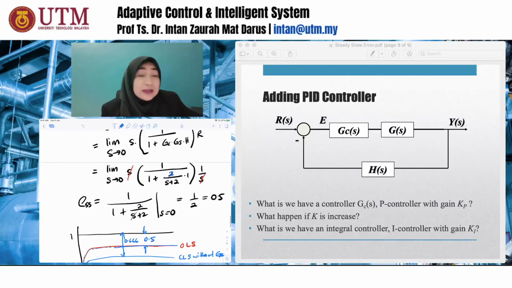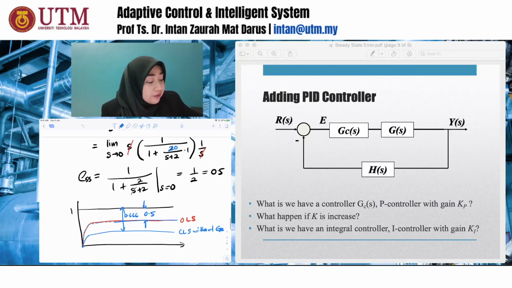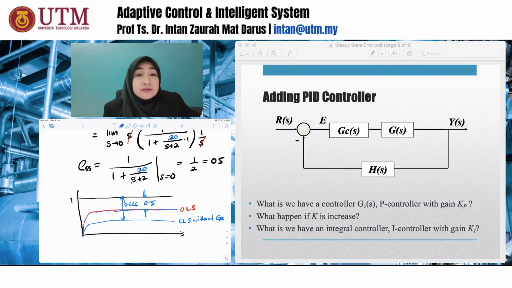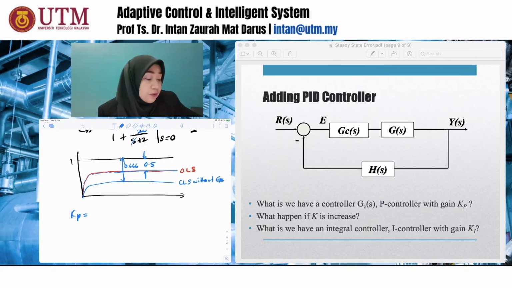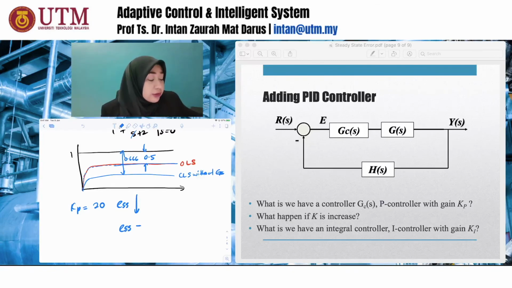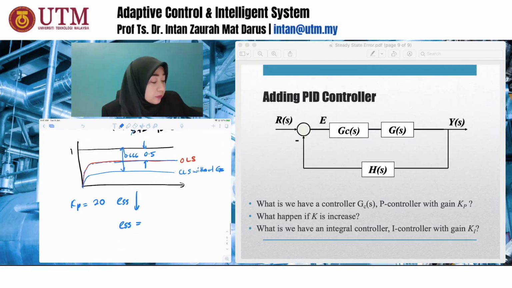This value here becomes 20, and then this value here becomes 20. So when S here is 0, you have 20 over 2 is 10, 10 plus 1 is 11, and 1 over 11 is really small, about 0.09. So when you increase Kp from 2 to 20, your steady state error will reduce from 1 over 2 to 1 over 11, which is about 0.09.